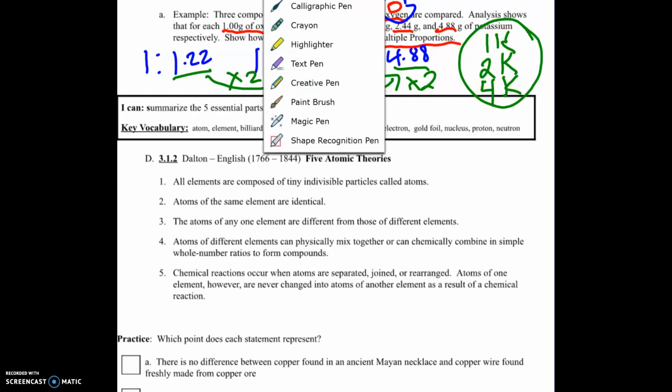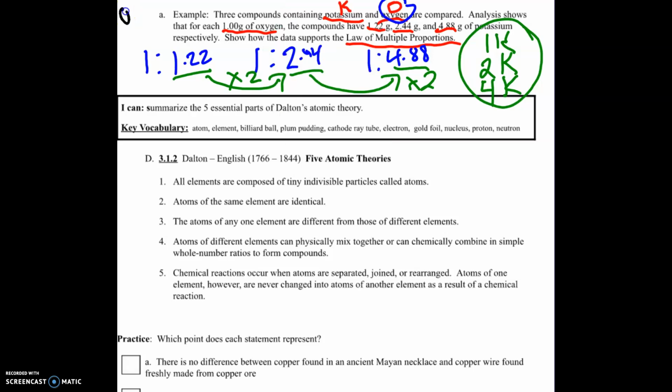So what could these formulas maybe be? This really illustrates our point, because maybe the symbol is something like OK. Maybe it's OK2, or maybe it's OK4. Once I've analyzed those masses, I can see that they have ratios of whole numbers. So 1 potassium, 2 potassiums, or 4 potassiums.